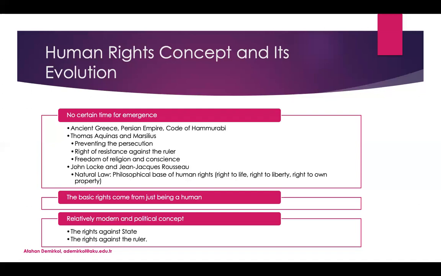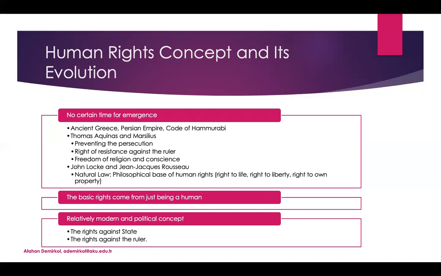And when we come closer to our times, we see Thomas Aquinas and Marsilius, and they were important because they were thinking and writing about preventing persecution, the right of resistance against the ruler, which was really hard for those times, and the freedom of religion and conscience. Think about Europe during Thomas Aquinas' time and Marsilius' time. They were under the rule of the church, and they were talking about freedom of religion and conscience. It's not relatively hard to talk about this issue today, but it was really hard at those times. Because of that, these two names are important and significant for our lecture concerning the human rights concept.